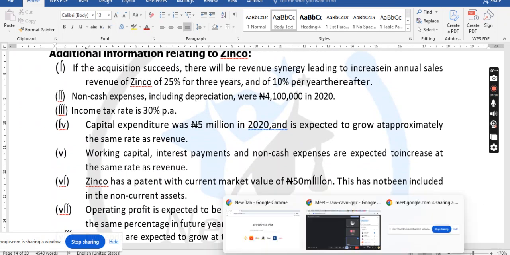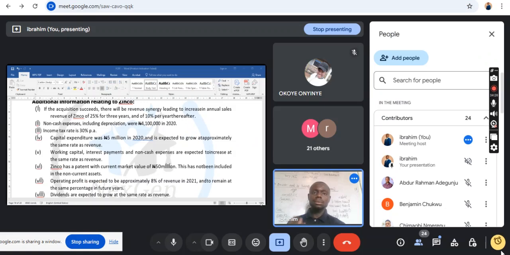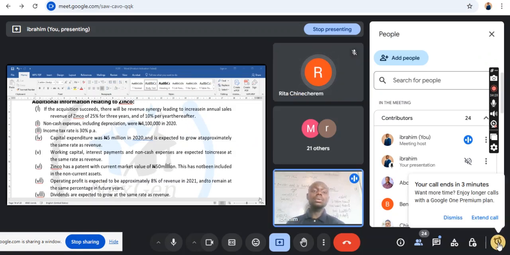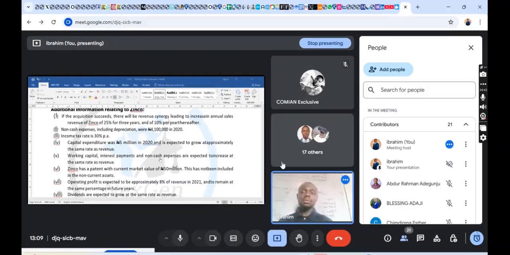Now, capital expenditure. Sorry, sir. It's 3 minutes time. Oh, that's fine. I've forgotten. Okay, thank you so much. So I think 5 million in 2020, and is expected to grow approximately the same rate as revenue.